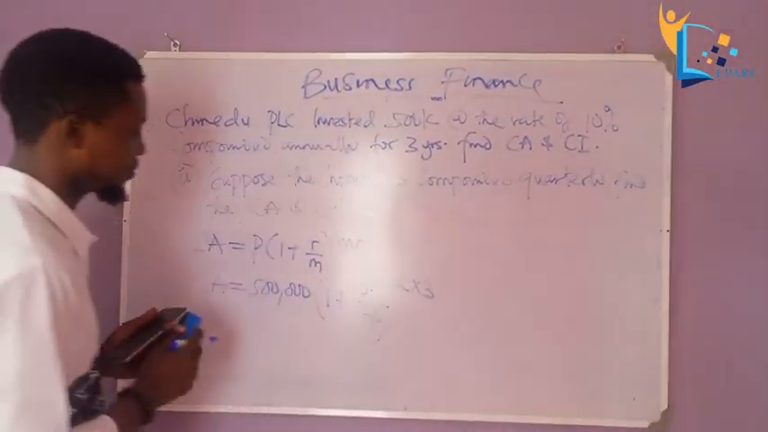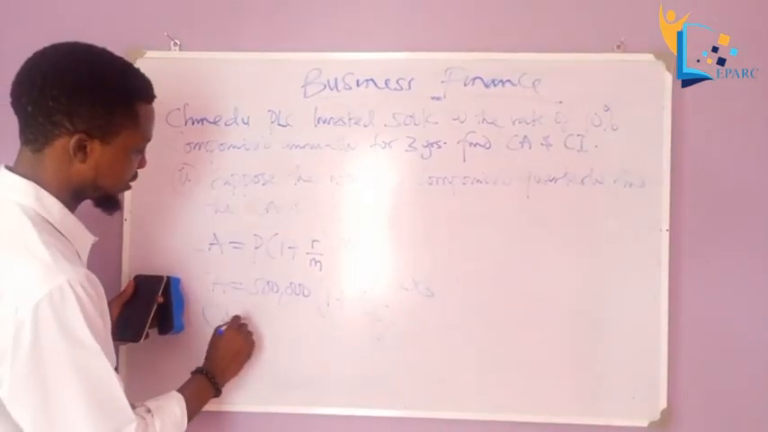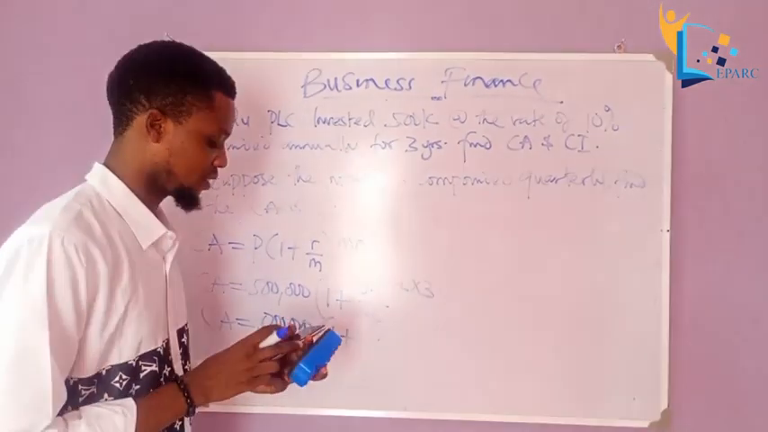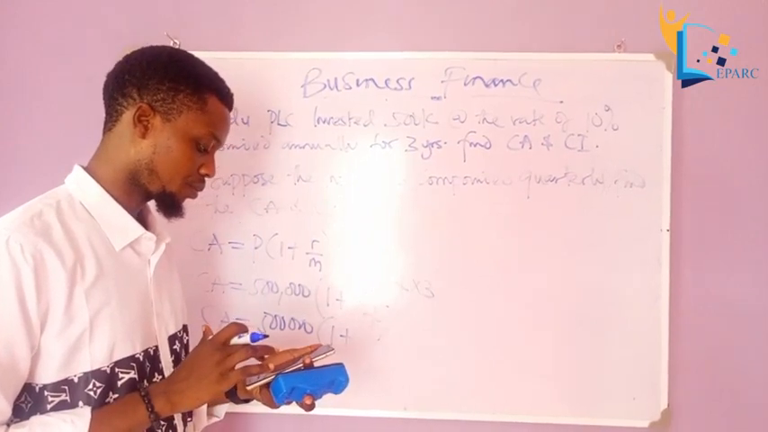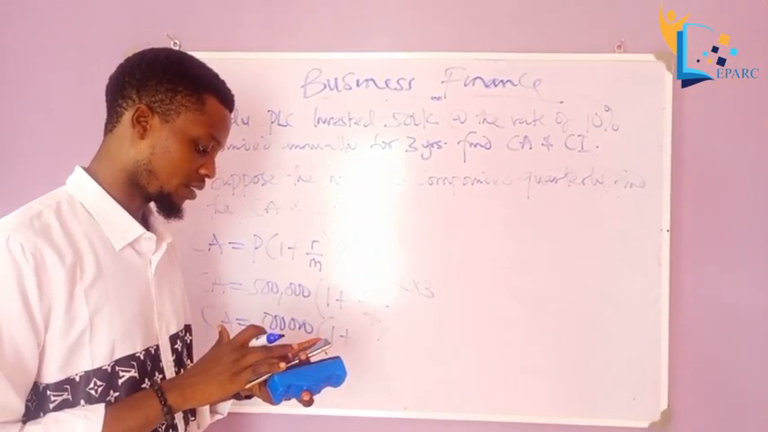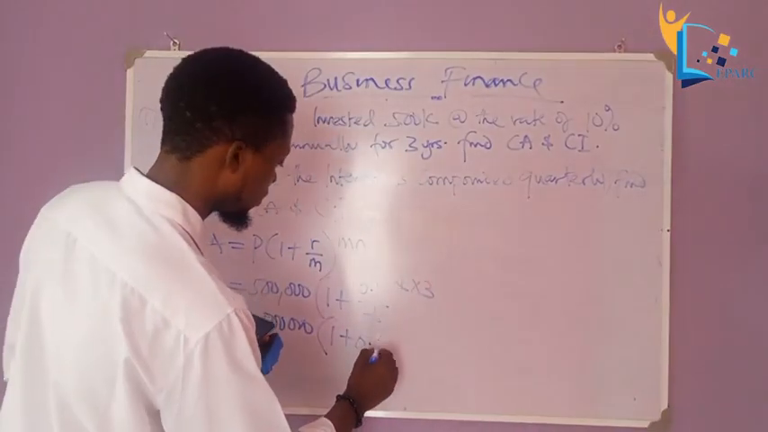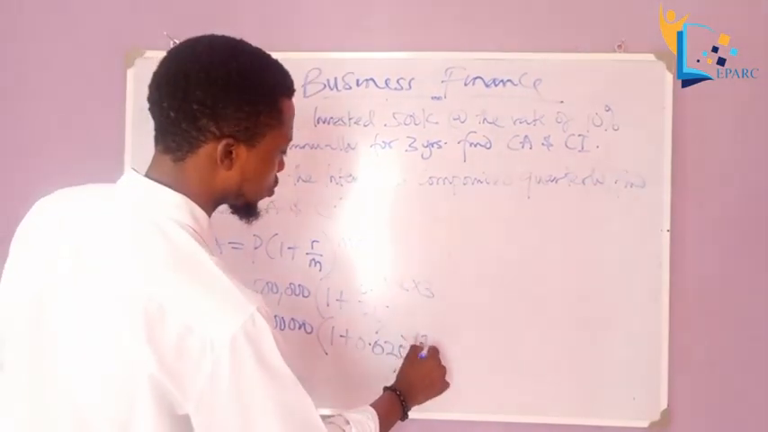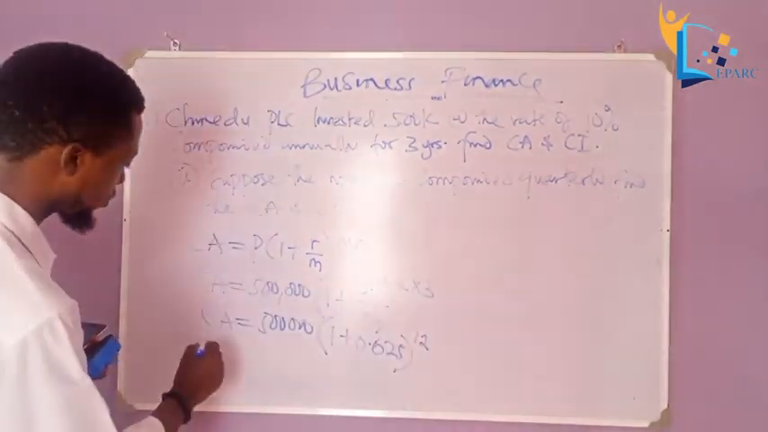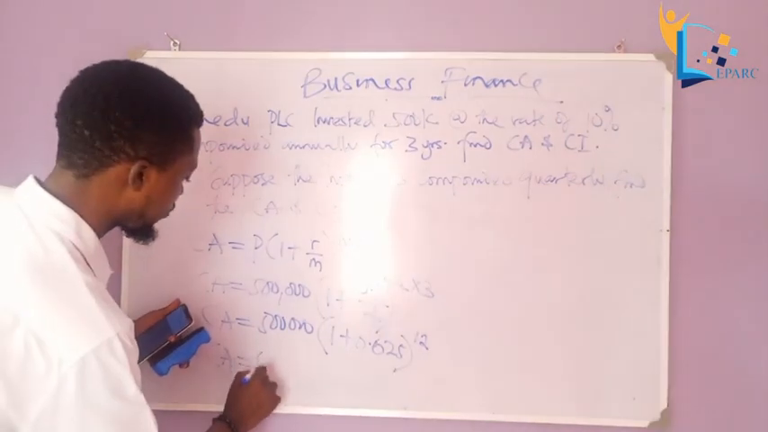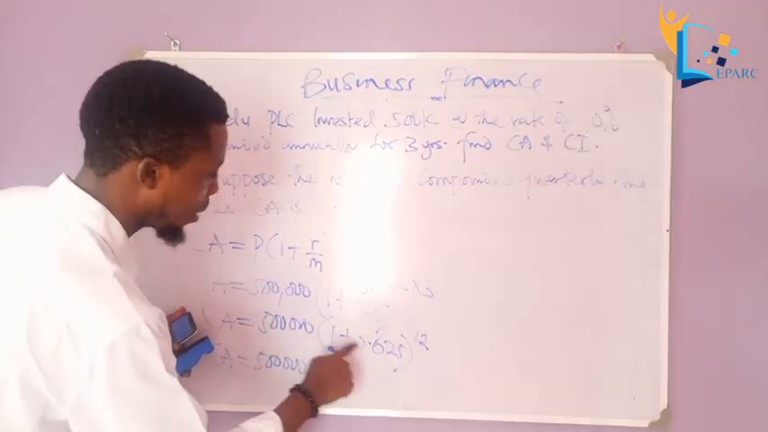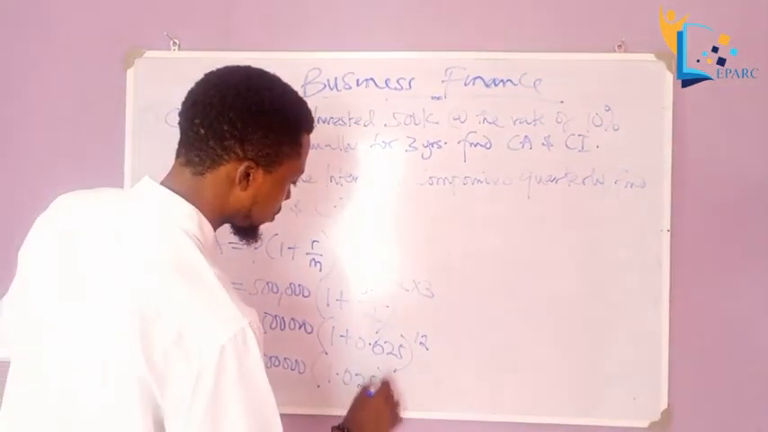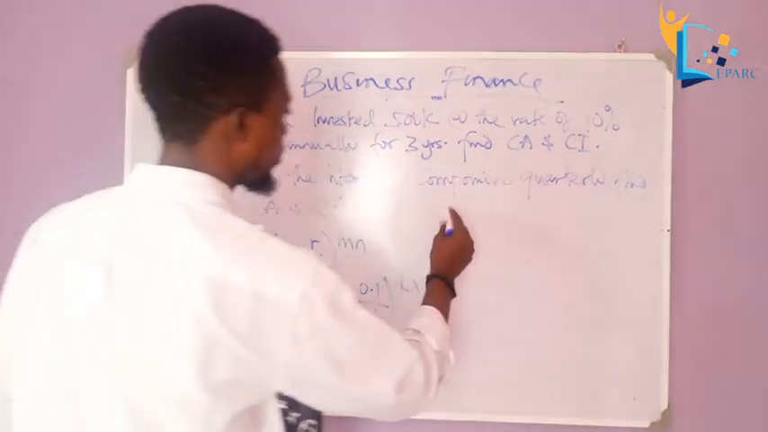3. Okay? So CA is equal to 500,000, open bracket, 1 plus 0.1 divided by 4, we have 0.025, close bracket. Then 4 times 3 raised to the power 12. Are we following? Okay. So CA is equal to 500,000, open bracket, 1 plus 0.025 will give us 1.025 raised to power 12.